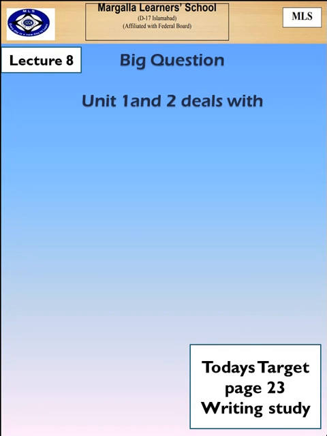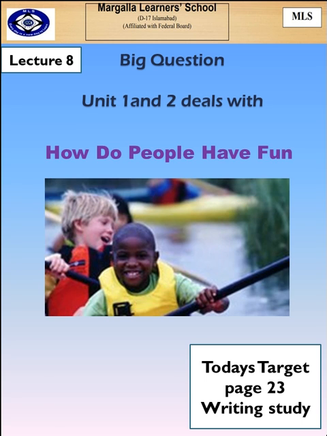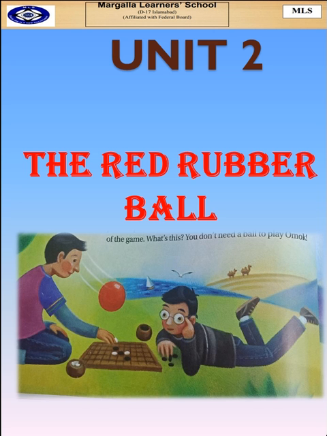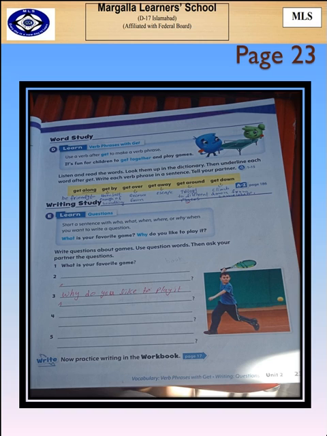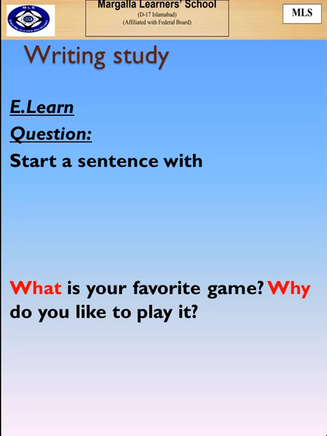Today we are going to complete our page number 23, Writing Study. Unit 2 is about the red rubber ball. Open up your books, page 23, Writing Study. In Writing Study, today we are going to learn about questions.